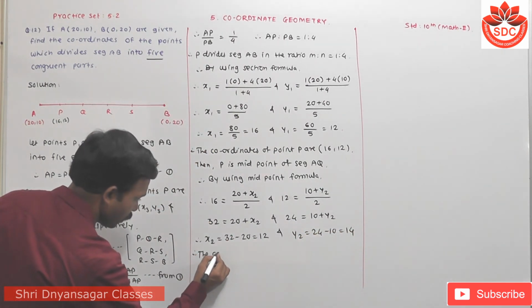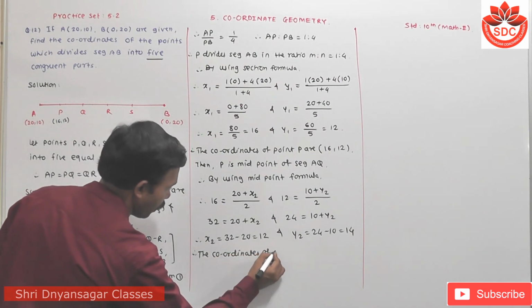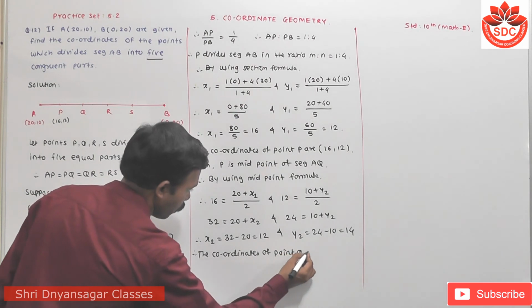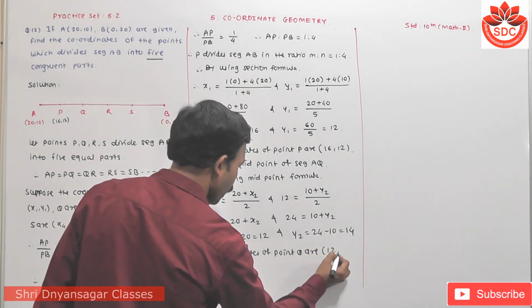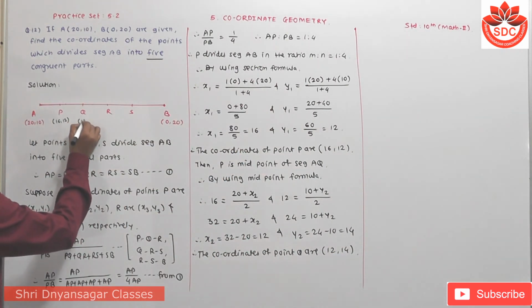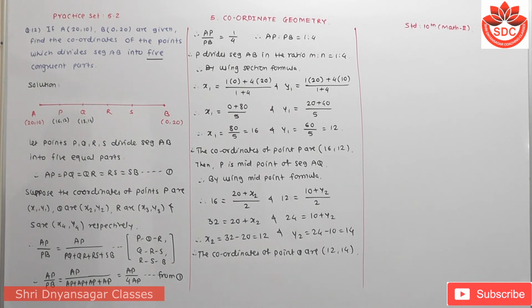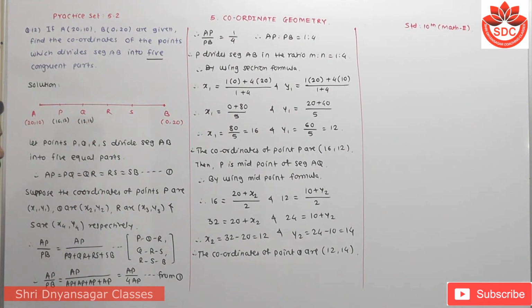Therefore, the coordinates of point Q are x2 is 12 and y2 is 14. Q has coordinates 12 and 14. Now student, similarly we have to find the value of R and S also.